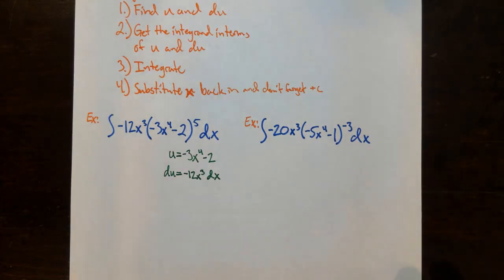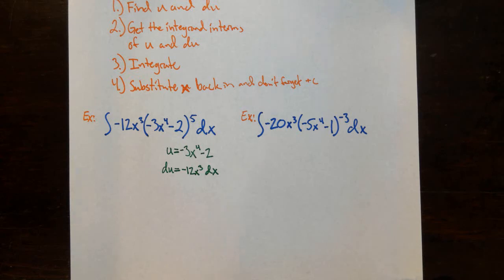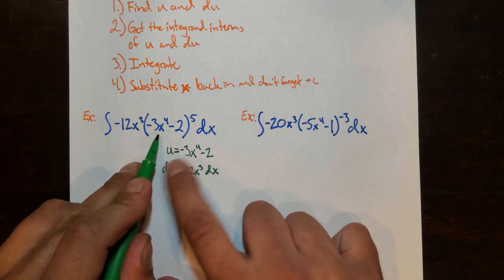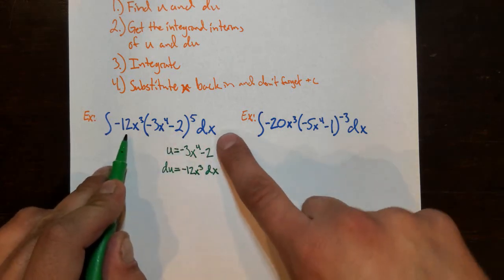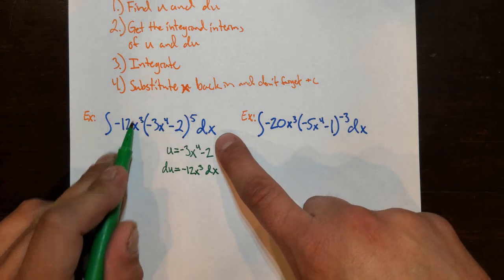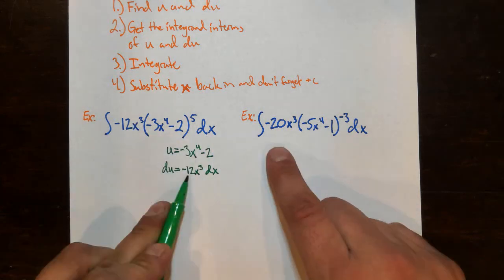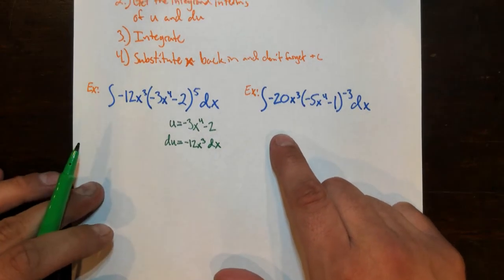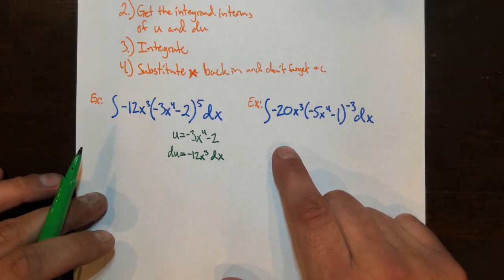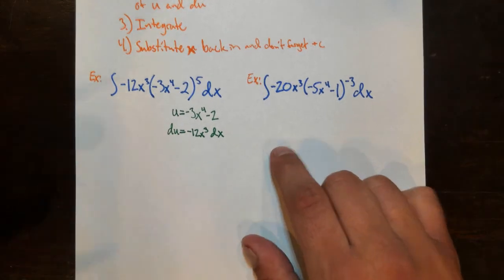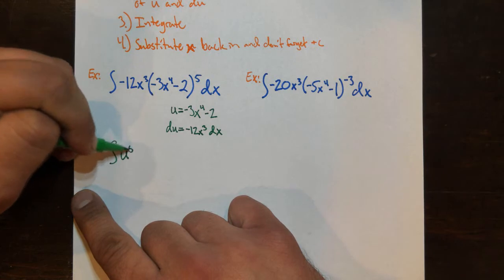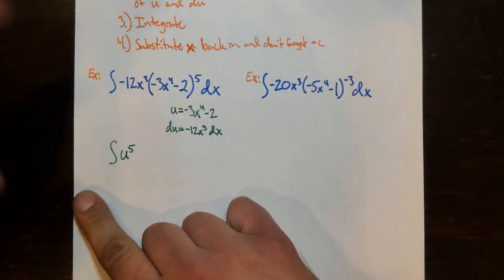So, now let's see if we have everything that we need in order for our u substitution. So this part in the middle, this is our u. And then on the outsides here we have du, negative 12x cubed dx. So, my next step is I'm going to get the integrand in terms of u and du. So I'm going to substitute. So we're going to have u to the 5th, because we're u's to the 5th power, du.